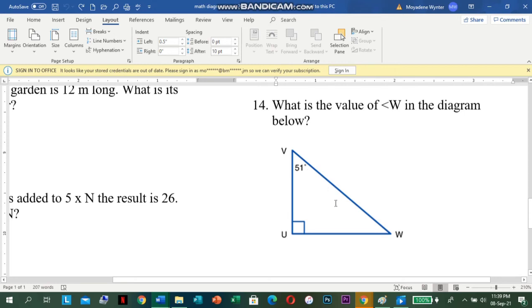Now, remember that this is a diagnostic test. You have not covered these topics as yet. However, this is just to test how much you know. So if you don't get this answer correct, don't feel bad.